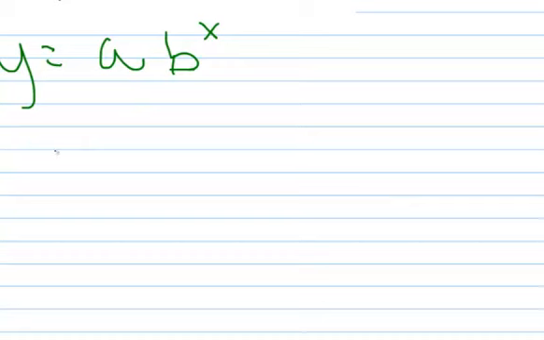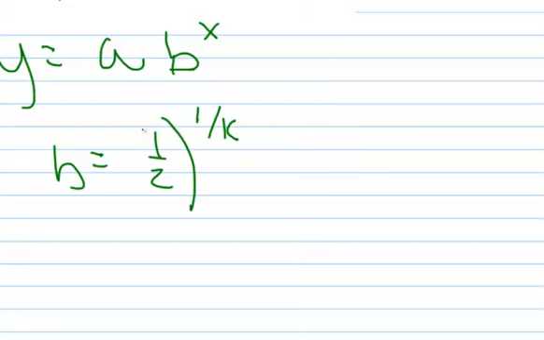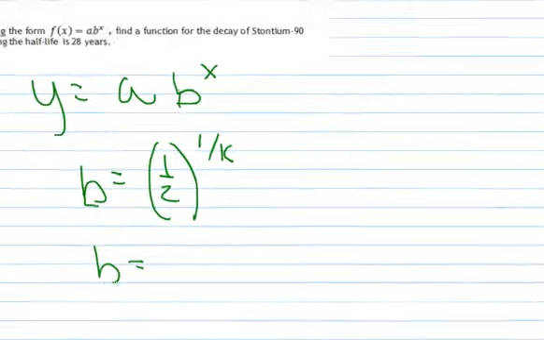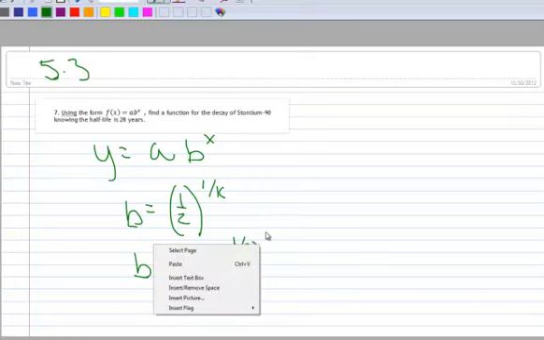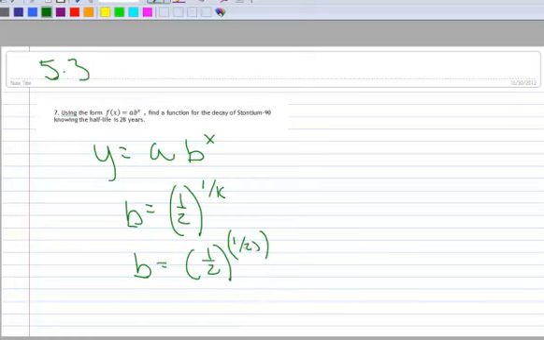Well, b now, you know that b is equal to 1/2 to the 1 over k. So let's go ahead and calculate what b is for strontium 90. So b is 1/2 to the 1 over 28. And make sure and put parentheses around that before you actually calculate it out. And when you do that, you're going to find that b is 0.9755. And again, we want to carry this out to 4 decimal places.